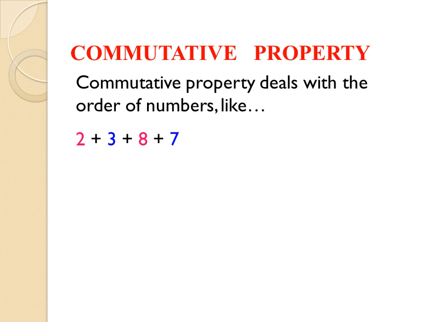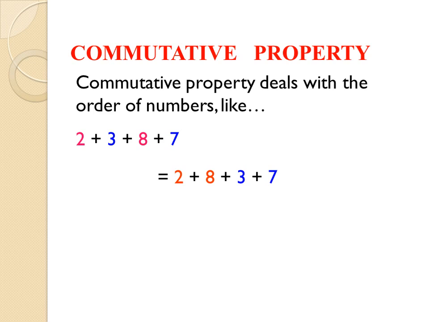When your teacher asks you to add this in your lower classes, you would have added this in a different way. How do we do it? We rearrange the numbers. We take 2 and 8 and add it. Then we take 7 and 3 and add it. We change the order of numbers. The first number was 2 in the question, 3 is the second number, 8 is the third number, and 7 is the fourth number. But we rearranged it in a different order.